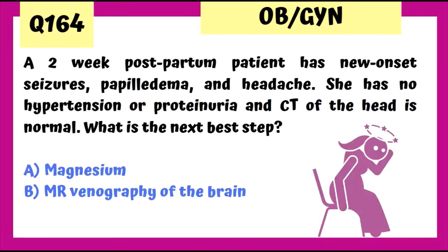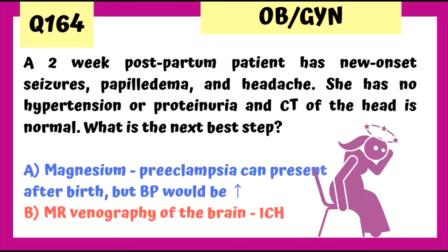Question 164. A 2-week postpartum patient has new onset seizures, papilledema, headache. She has no hypertension or proteinuria, and CAT scan of the head is normal. So she has no hypertension. It is not preeclampsia, even though that could present after birth. What's the next step? So here we're concerned for intracranial hypertension, so we get MR venography of the brain, right? Because that would be a concern over here with the papilledema, seizures, and headache.